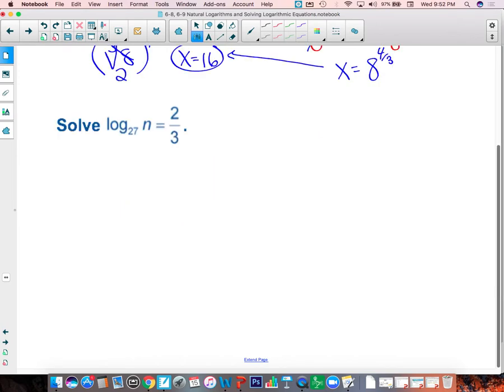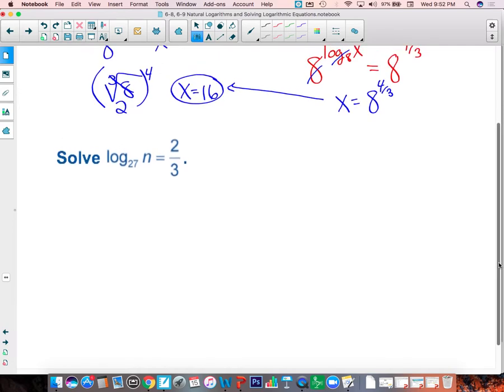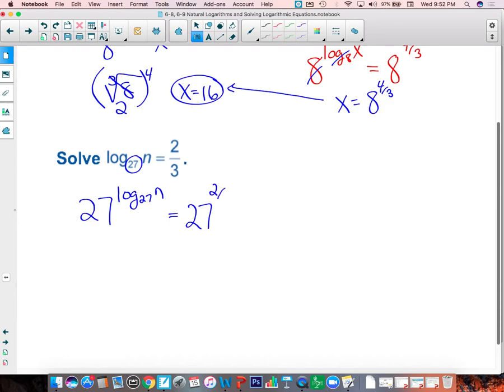So I'm going to do it the new way for this second one. Go ahead and write that one down. We have log base 27 of n equals 2/3. So to do this the new way that I just showed you, you look at the base. Now I'm going to raise both sides as a power of 27. So I'd have 27 to the log base 27 of n equals 27 to the 2/3 power. This and that cancel, and I'm left with just an n on the left-hand side. And then you have 27 to the 2/3 power.